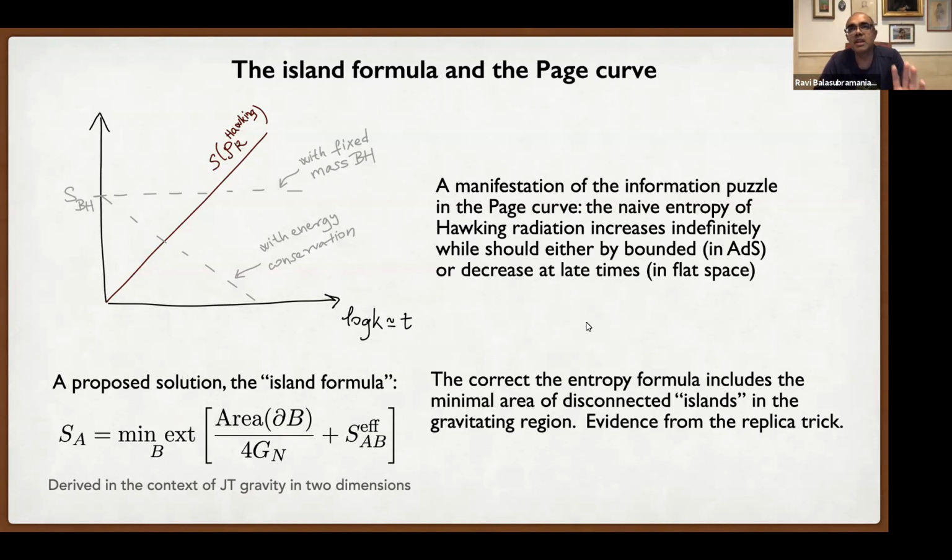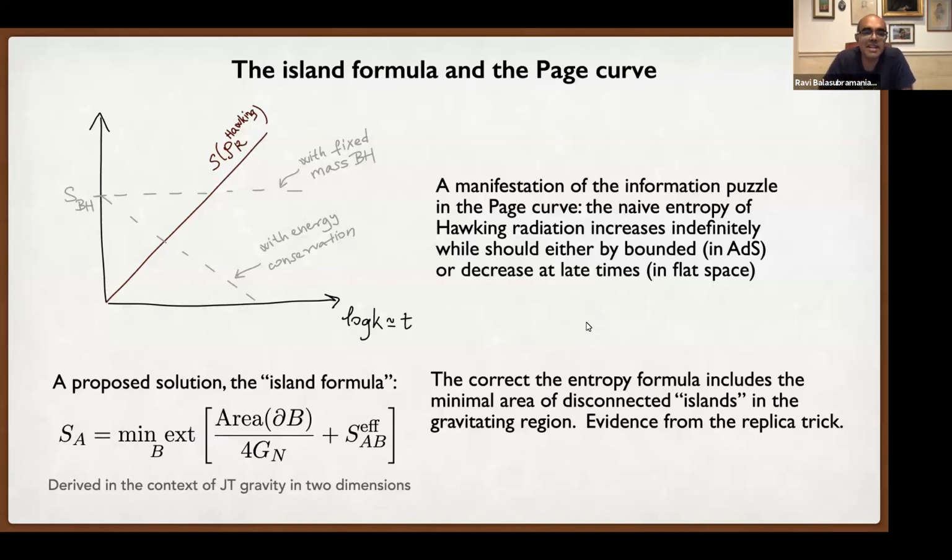When you look at it carefully, you might wonder: if someone gave you this formula at the end of the day and you applied it, you'd think it was sort of circular, because by construction it's going to give you the correct Page curve. But the real evidence for this somehow comes from the replica trick and doing the Euclidean calculation of entanglement entropy using the replica trick.